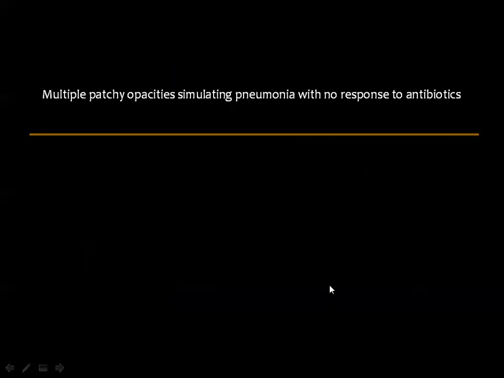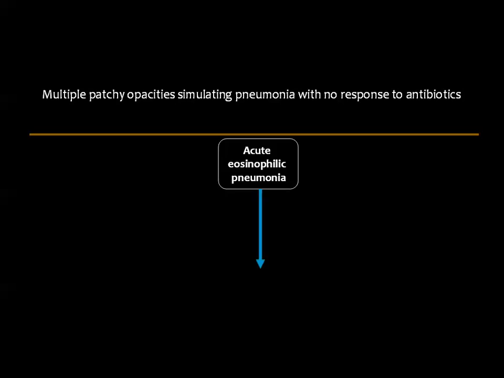Then what is the differential diagnosis of multiple patchy opacities simulating pneumonia with no response to antibiotics? First, number one is acute eosinophilic pneumonia. Acute eosinophilic pneumonia presents as patches in the lung which do not respond to antibiotics. How can you confirm the diagnosis? By CBC, you can see significant eosinophilia. By bronchial lavage, you can see significant eosinophilia, and there is a dramatic response to steroids.